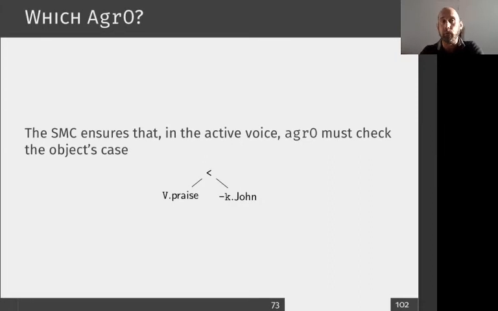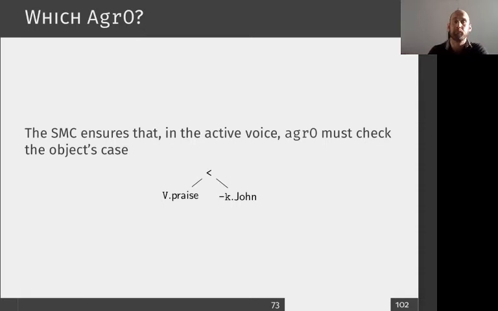Now we had two versions of agro. We had an agro that checked case, and we had an agro that didn't check case. We've seen, or I hope you agree, or you are willing to believe, that the partial derivation that I showed you could be extended to a full derivation of the sentence, Mary will praise John, or Mary praises John. But we used the agro that checks case, and they have the same selection properties. They both select a big V. Praise John is a big V. So we could have used the other one as well.